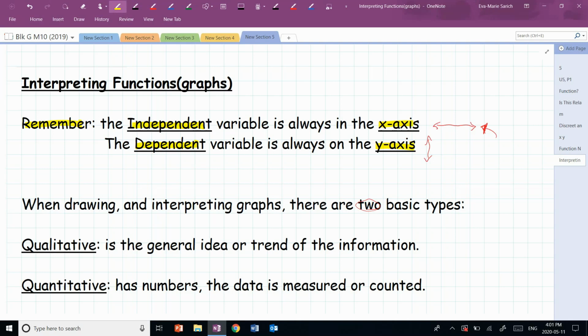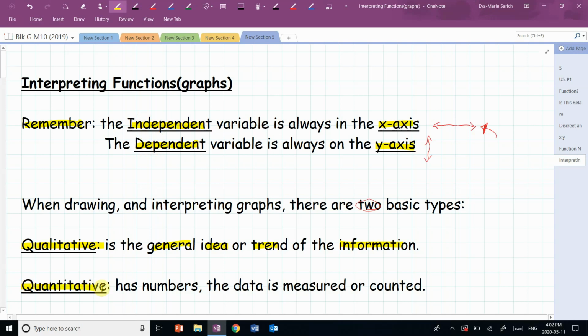And of those two types, there's one we call qualitative. Qualitative graphs just have a general idea. They're looking at how the information kind of, or there's a trend in the information, I guess we should say. Okay, you won't see numbers there. It just has what the independent and the dependent axes represent, and what's happening as you move along the independent. How is the dependent moving?